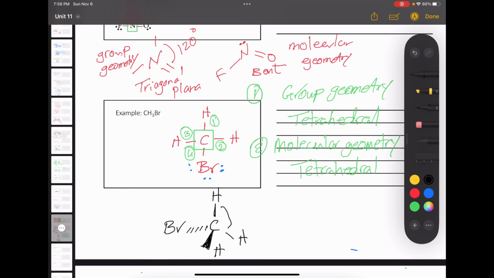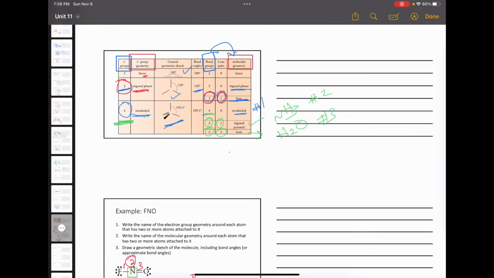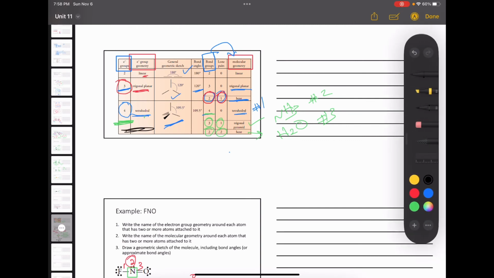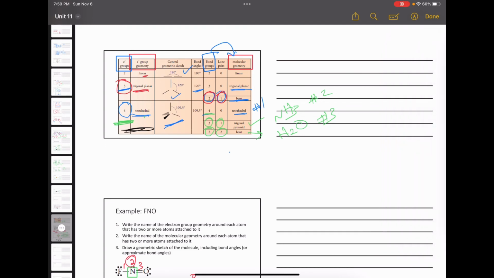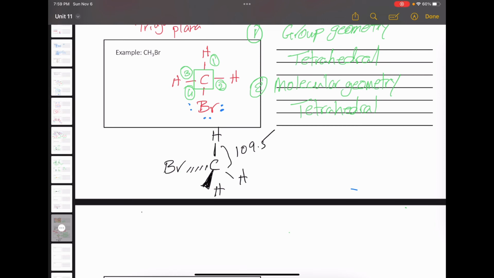The angle here is 109.5. So if you go back to our geometry here, tetrahedral geometry, it is 109.5. And the molecular geometry, as well as the group geometry, is the same because we don't have any non-bonding pair.